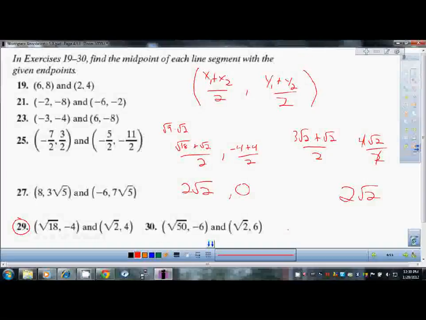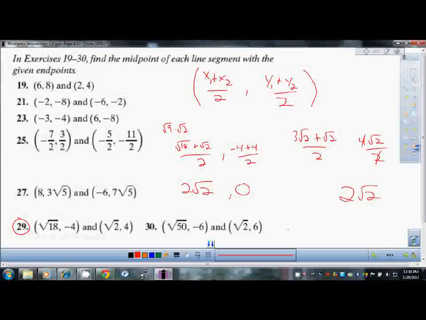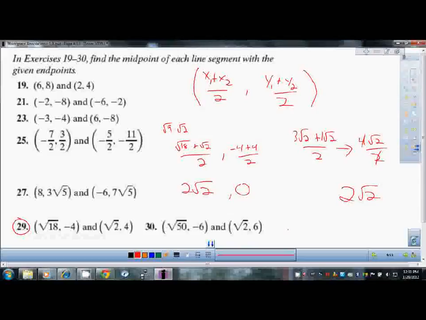Is there another one on that page somebody would like to see? Yes, sir. Yeah, that became 4 radical 2 over 2. And then 4 divided by 2 is just 2. Because these are now a common term, so 3 plus 1. Yeah, you always have to imagine a 1 if it's just a radical.